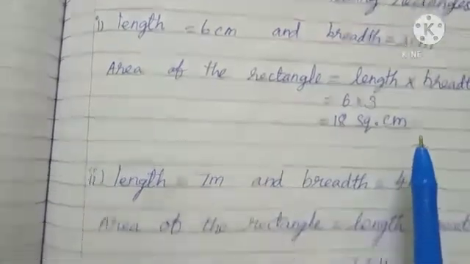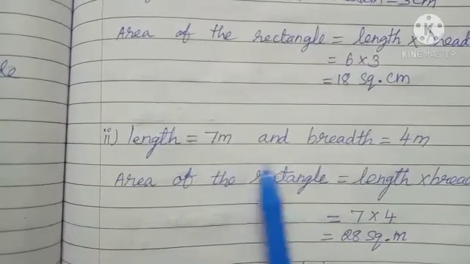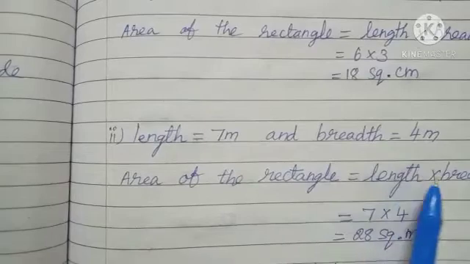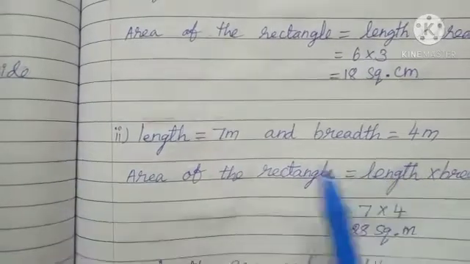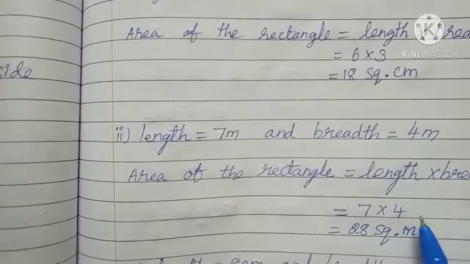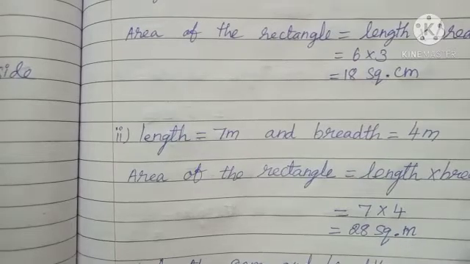Then the next one, second sum. Length is 7 meter. Breadth is 4 meter. So you know the formula, length multiply breadth. So length is 7 meter, breadth is 4 meter. 7 fours are 28. So 28 square meter. The next one, third sum.